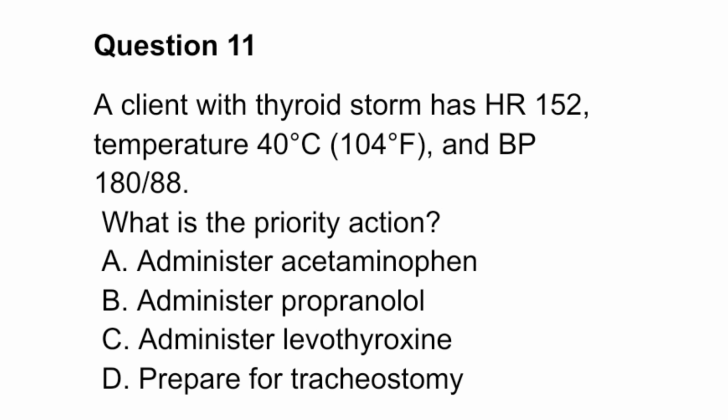Question 11. A client with thyroid storm has HR 152, temperature 40 degrees Celsius, 104 degrees Fahrenheit, and BP 180/88. What is the priority action? A. Administer acetaminophen. B. Administer propranolol. C. Administer levothyroxine. D. Prepare for tracheostomy.